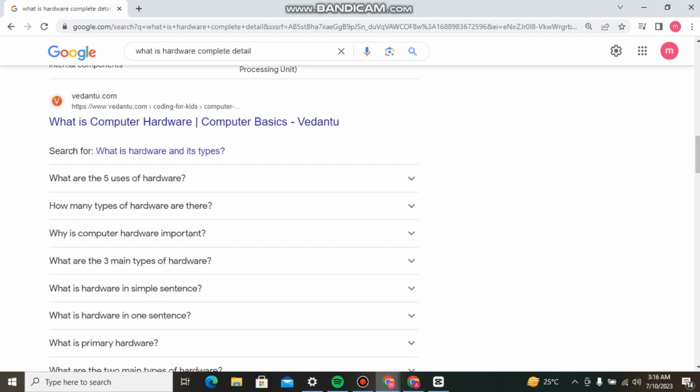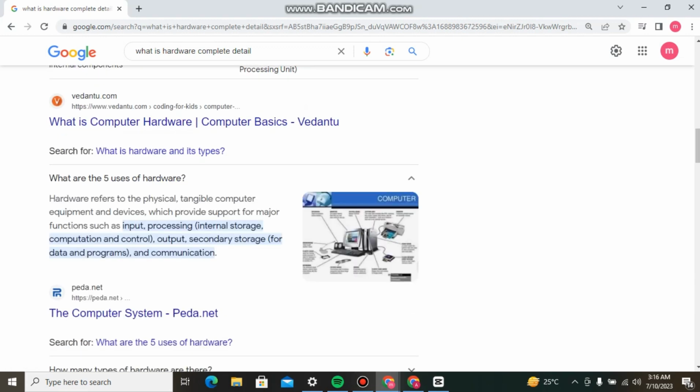Next, what are the five uses of hardware? Hardware refers to the physical, tangible computer equipment and devices which provide support for major functions such as input, processing, internal storage, computation, and control. Output, secondary storage for the data and programs, and communication.